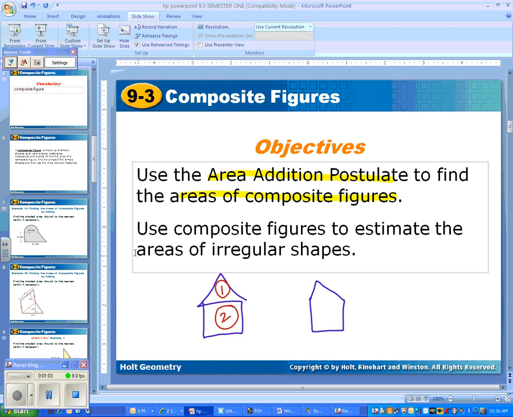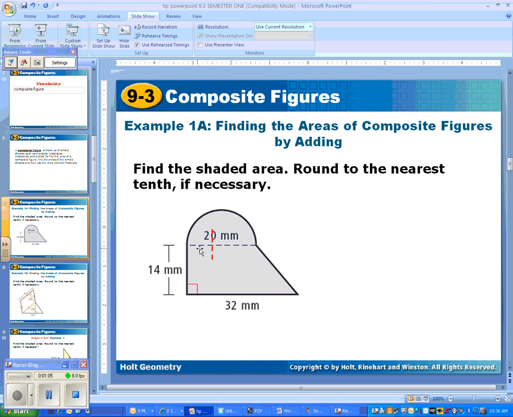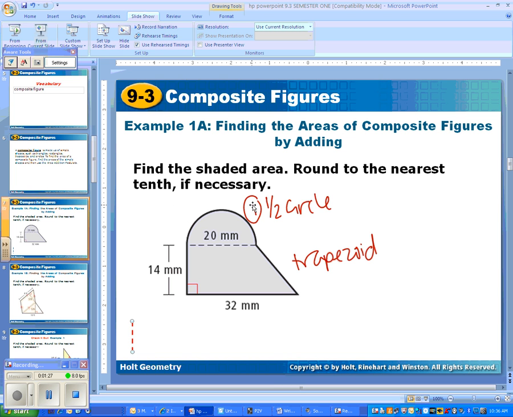So some examples would be like this one. We have a semicircle, so a half circle, and we have a trapezoid. So the first thing you're going to have to be able to do is figure out what shapes the composite figure is being made of. And then once you have those two shapes, you know the formulas to find the area.